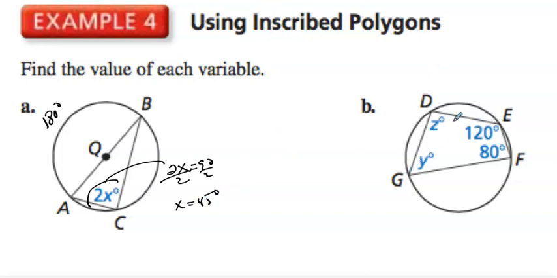And then the inscribed quadrilateral, right? The vertices are inside the circle, big deal. So that means that y plus 120 is supplementary, so y is equal to 60. And then z plus 80 is also supplementary, so z is equal to 100.